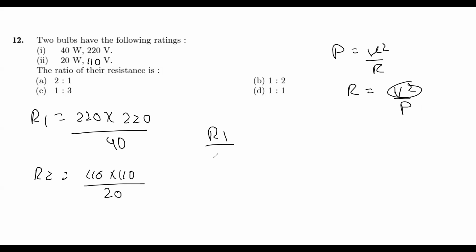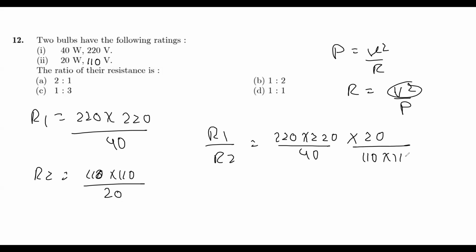Now what we have to obtain was R1 over R2. What is R1? That is 220 into 220 over 40, and that divided by this. Dividing is the same as multiplying with the reciprocal. So I'll write 20 above and 110 into 110 below. Well, this can easily be reduced. This is by 2 times. This again also by 2 times. This is 1 times and 2 times. 2 and 2 get cancelled. 2 over 1, right? That is 2:1. So the correct answer will be 2:1. Now let's come to the next.